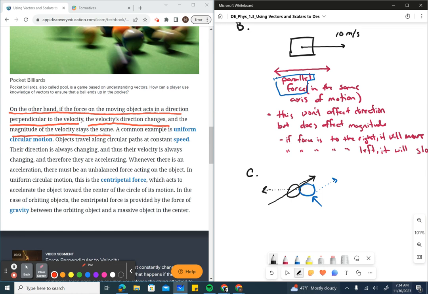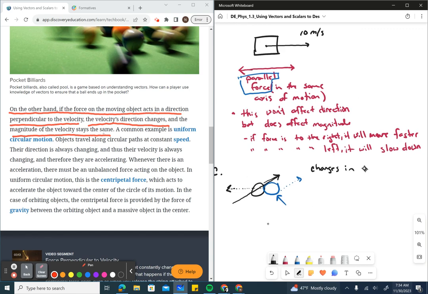And so what you'd have in this example was changes in both velocity, we shouldn't say just velocity, changes in magnitude and direction occur, right?